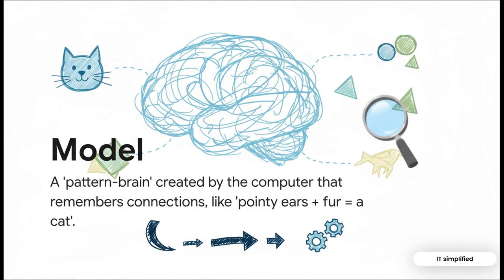And all that pattern-finding work creates something we call a model. I love this analogy. Think of it as a pattern brain for the computer. It's not a real brain, of course, but it's a huge network of connections that it's built for itself. It basically learns little rules, like, okay, pointy ears plus fur plus whiskers, that's probably a cat. That's the model at work.